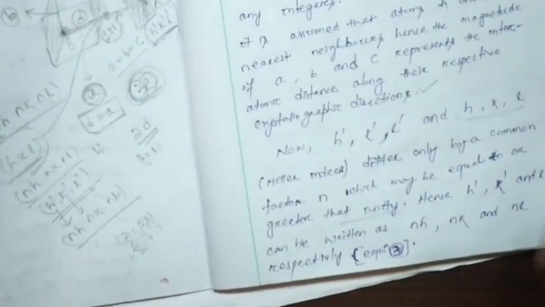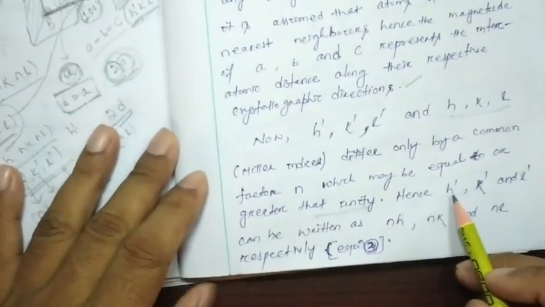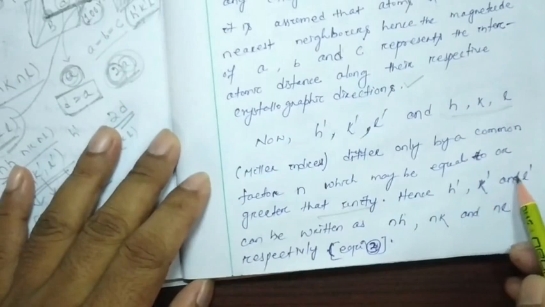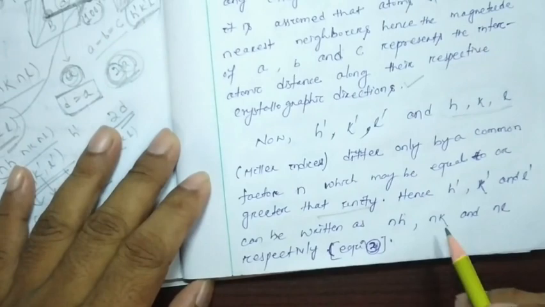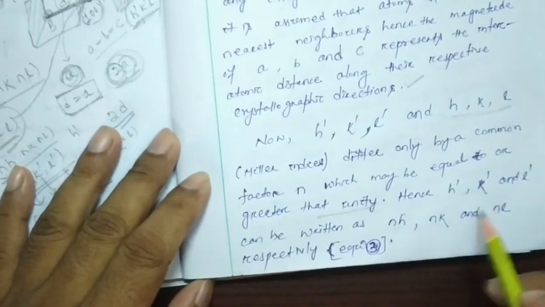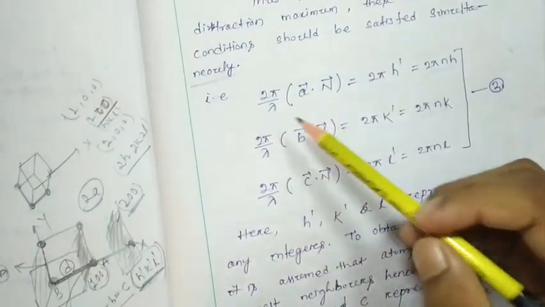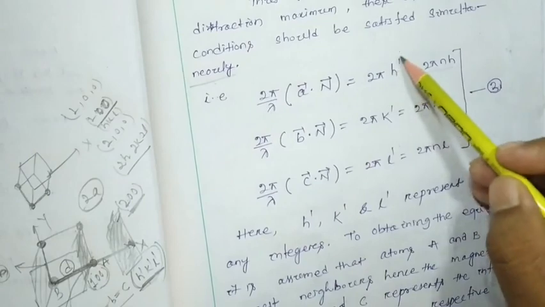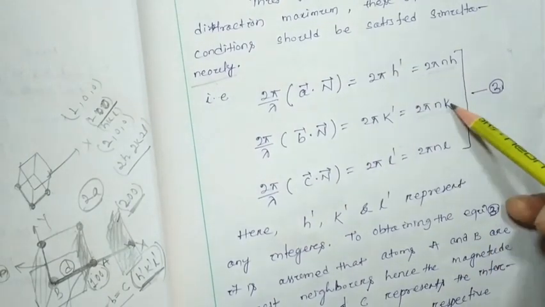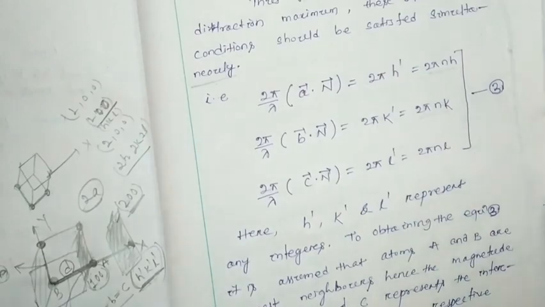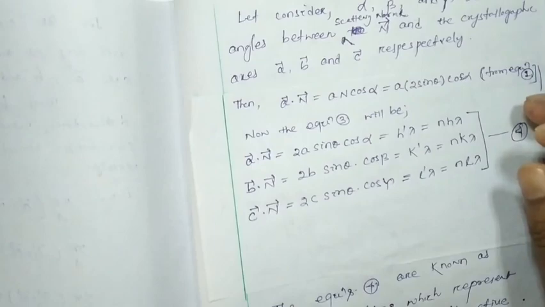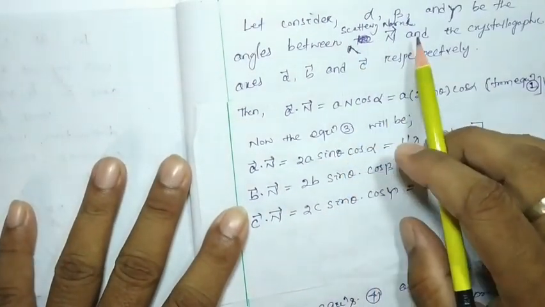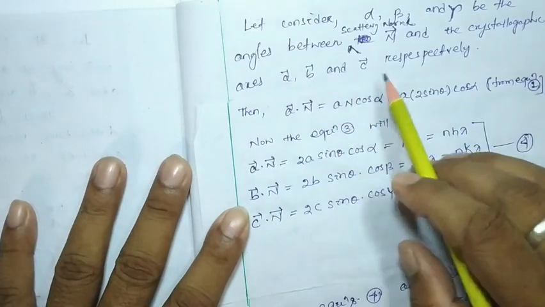So H dash, K dash, L dash, the so-called intercepts which are in the form of integers, can be written as NH, NK, NL, where HKL represents the Miller indices. So this equation will be 2 pi, and instead of H dash it will be written as NH, NK and NL. Now we have to consider alpha, beta, gamma as the angles between the scattering normal and the crystallographic axes A, B, C respectively.